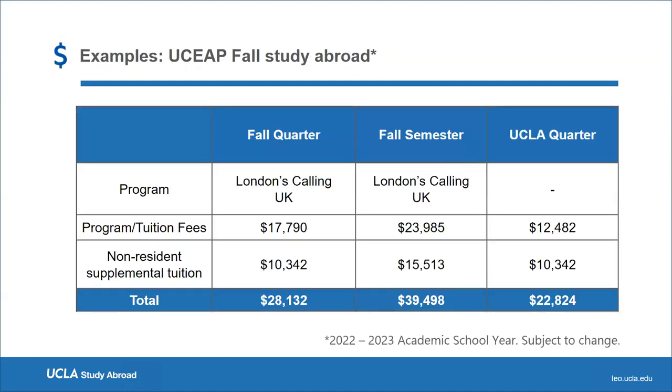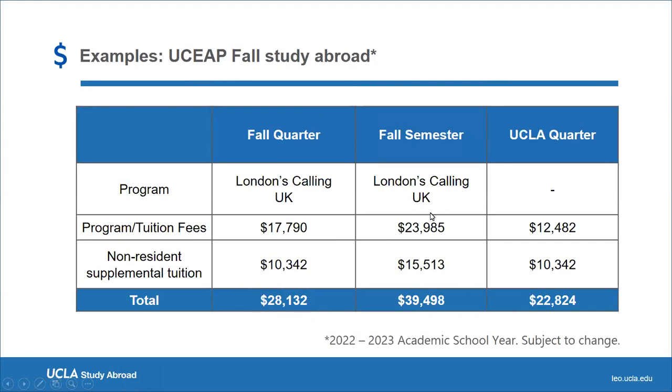So let's go ahead and give this a little bit more of a visual. So let's say, for example, you're interested in going to the UK, specifically on the London's Calling program. During the fall quarter, the total estimated fees are $17,790. This is the estimate. And if you add the quarter non-resident tuition fee, we see that additional $10,000. That brings our total cost to approximately $28,000.